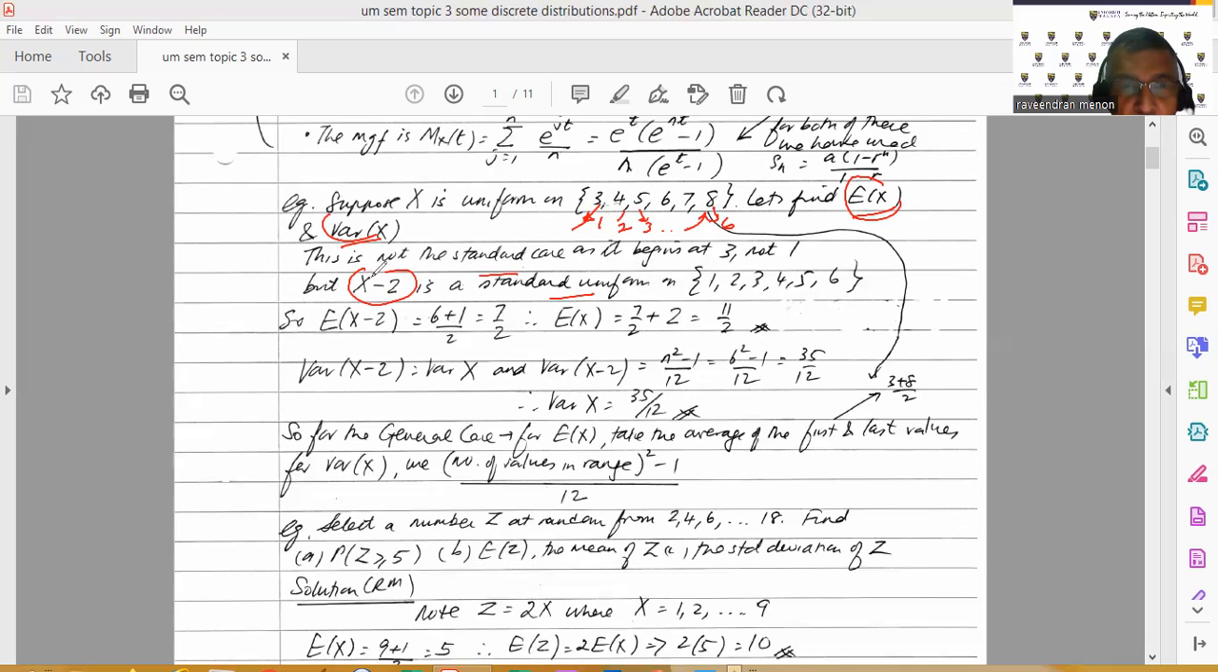So I'm going to work with the expected value of X minus 2. Excuse me, let me say it again. I'm going to work with X minus 2. Now, this is a standard uniform on 1, 2, 3, 4, 5, and 6.